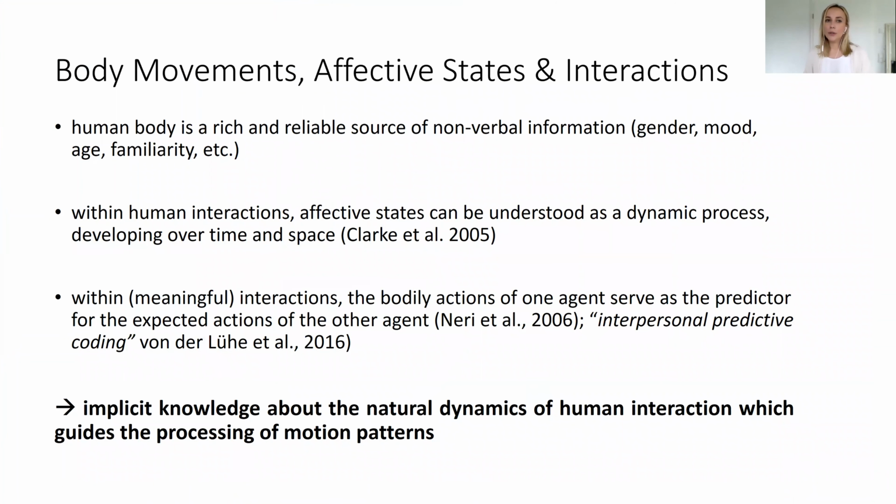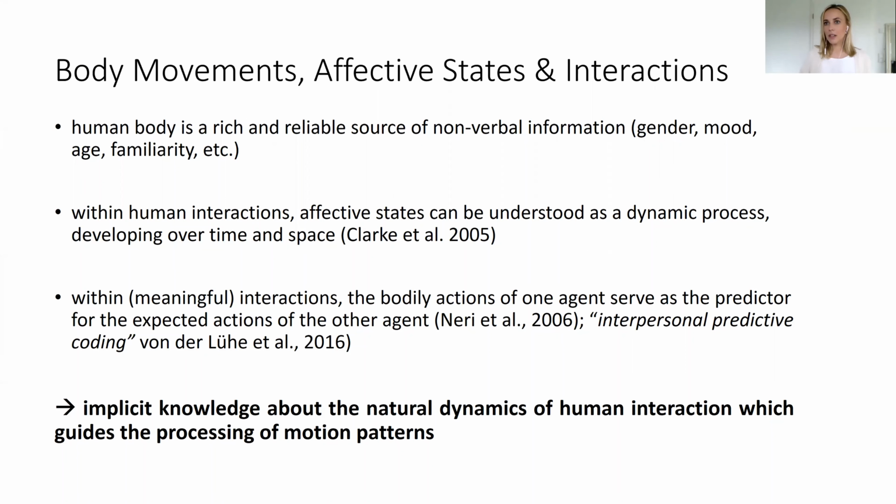So we know that the human body is a rich and reliable source of nonverbal information. Even if we display it in a very diminished form, such as point light displays, for example, we are able to quickly identify the gender of a person, their mood, their age, and we can even tell if a person is familiar or not.